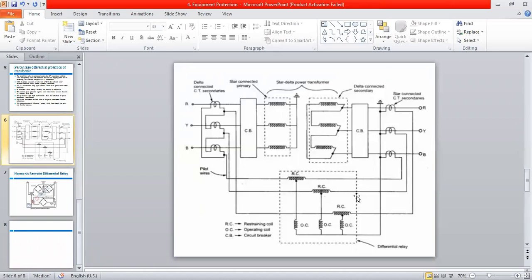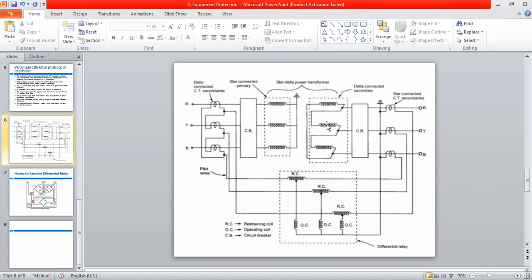So differential relay means what? When the difference of the current flows through the relay, your relay will operate there. That is nothing but the differential relay.